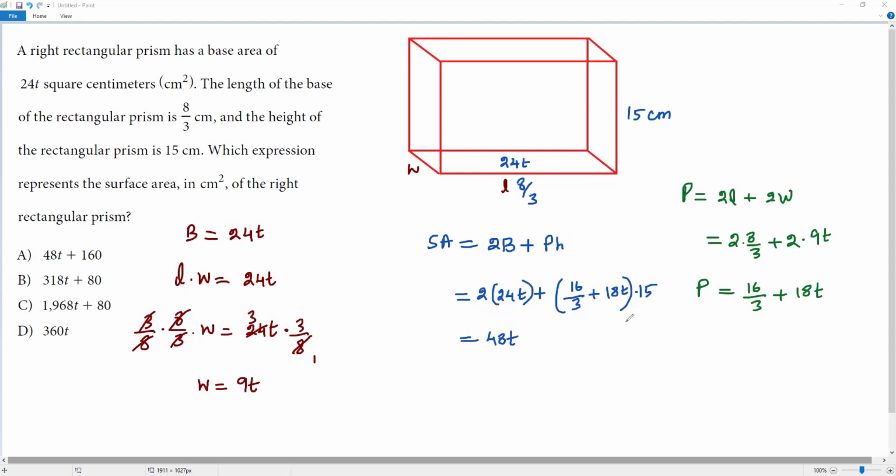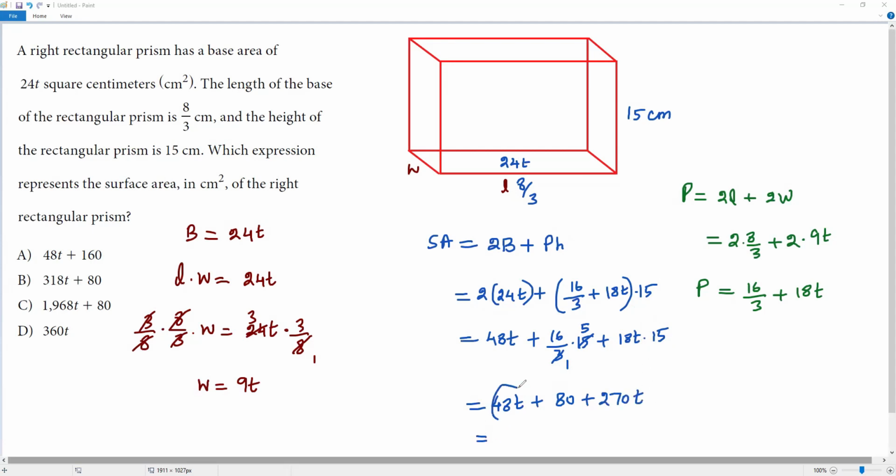Okay, now we can distribute this 15 to this one and this one. Then I'm getting 16/3 times 15 plus 18t times 15. Okay, here 3 goes into 3 one time, 3 goes into 15 five times. We get 48t plus 16 times 5 is 80. And here when I multiply 18 and 15, I am getting 270t because we have t over here.